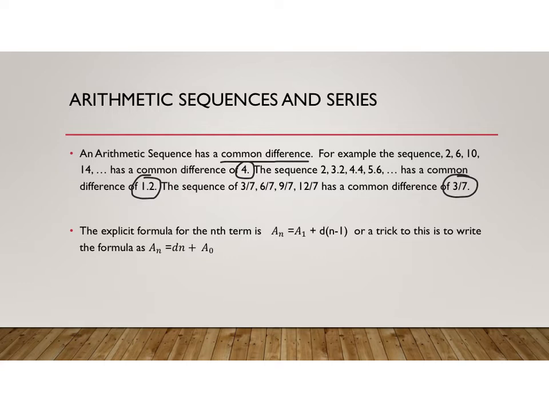Now, an explicit formula for an arithmetic sequence to find any term, where a sub n stands for the nth term, is this. We would take the first term, a sub 1, and we would add the common difference n minus 1 times. If you think about that, if you're finding the second term of a sequence, you're going to add that number 1 time. If you're finding the third term, you're going to add it 2 times, and so on. Or a trick to this is to write the formula as a sub n equals d times n, the difference times n, plus the 0 term. This would be the term before the first term.